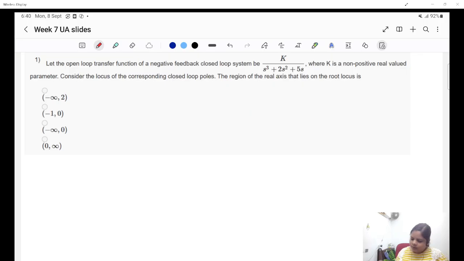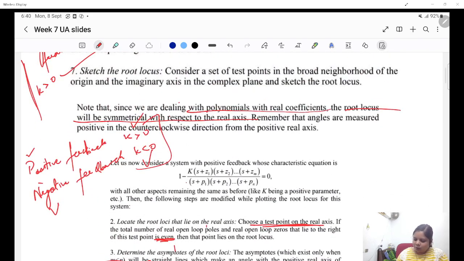So the first question is, let the open loop transfer function of a negative feedback closed loop system be given by this, where k is a non-positive real parameter. You see, the exception has come here. Here our k became less than or equal to 0. And it is a negative feedback system. That means we have got this one change. We have this case coming up.